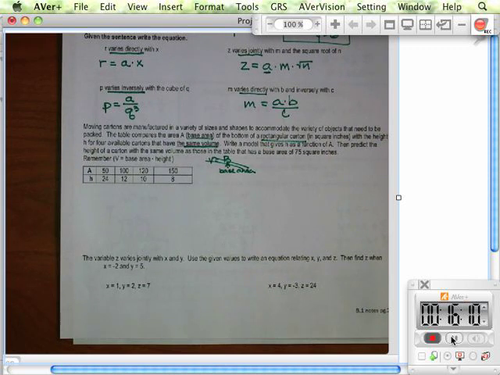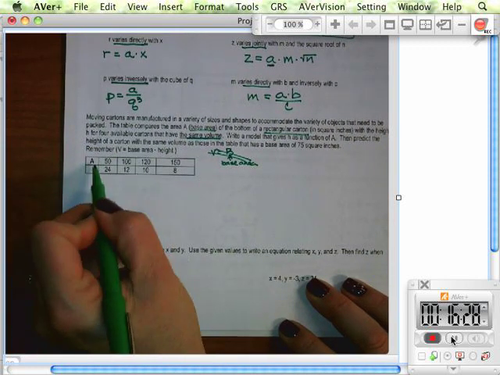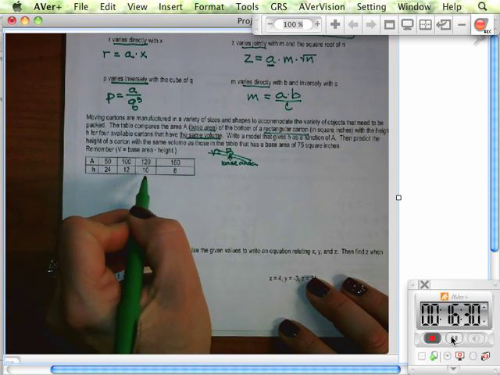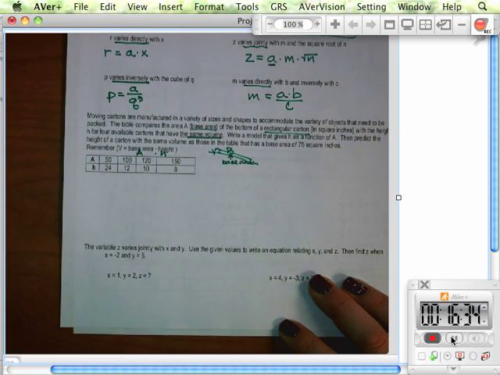So write a model that gives H as a function of A, then we take the height of the carton with the same volume, it sounds like a whole lot of words, in the table that has a base area of 75 inches. Oh my goodness. So if I have this, what letter is base area represented in this problem? What letter? A. And height is here, right?